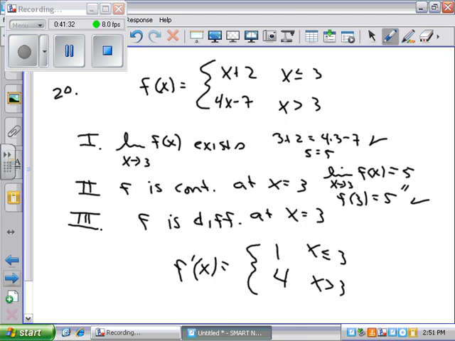With this graph, they're saying the slope is 1 when you get really close to 3 from the left, and from the right the slope is just 4. So there's a corner there. The derivative doesn't exist, because different slopes come in. So the answer is 1 and 2 only: D.